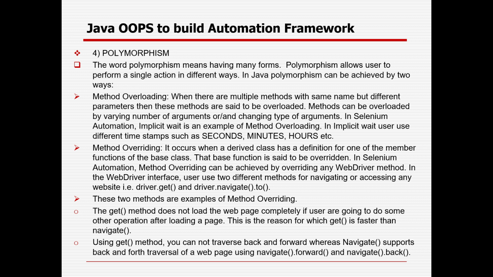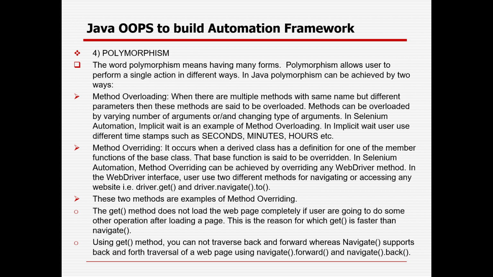So how can you implement method overloading? In case you are using driver.findElement, you are getting By.id, name, class name, like that. Similarly, in case you are using implicit timeout, you could see hour, minute, second, like that. That is the way you can work with method overloading in a real-time framework.